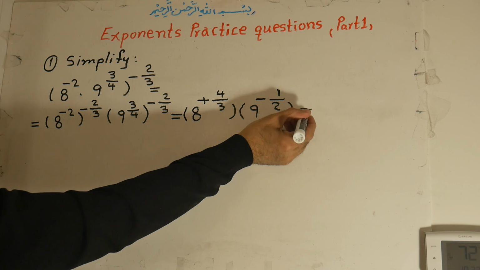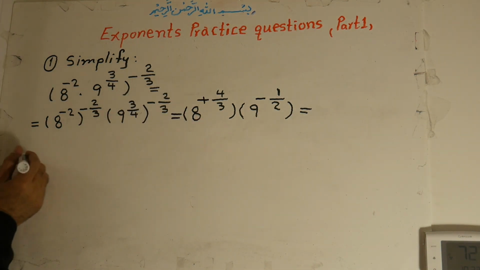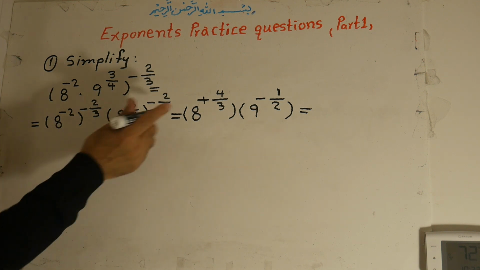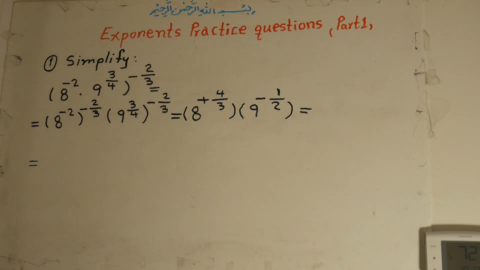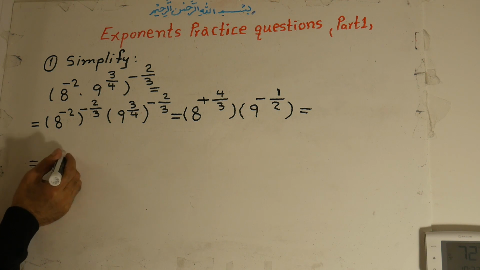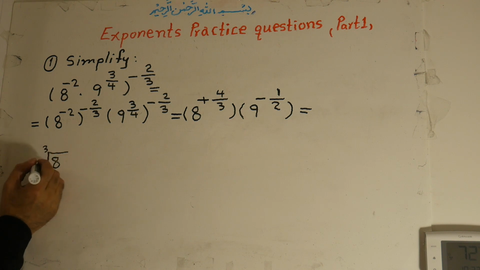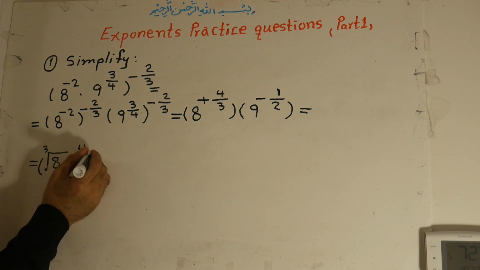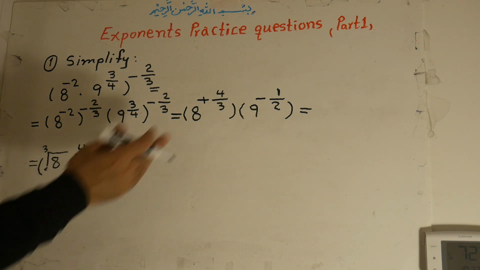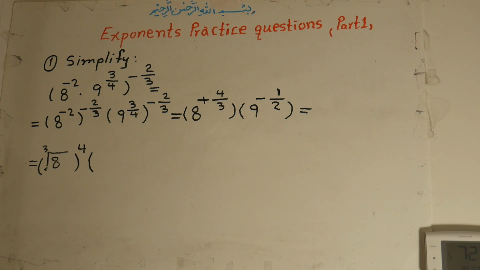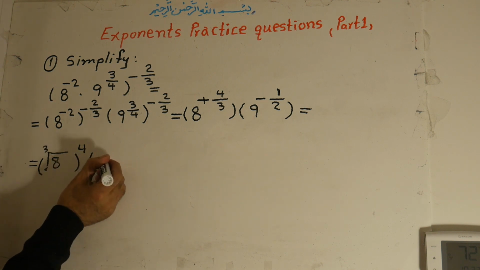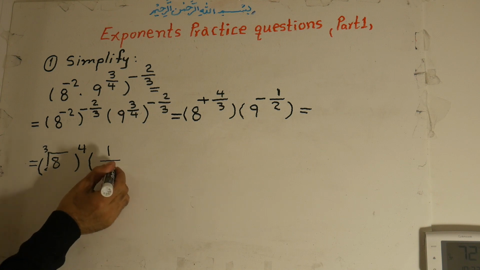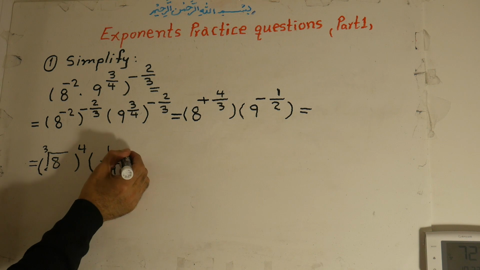So this is equal to, we can write this one like the denominator is the meaning of the root, and the numerator is the power. 8 under the third root to the power of 4, times, if the power of some number is negative, we write the reciprocal of that one to become positive. It means 1/9 to the power of 1/2, and 1/2 means the square root, the second root of the 9.